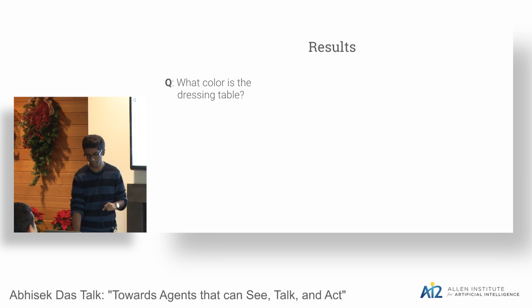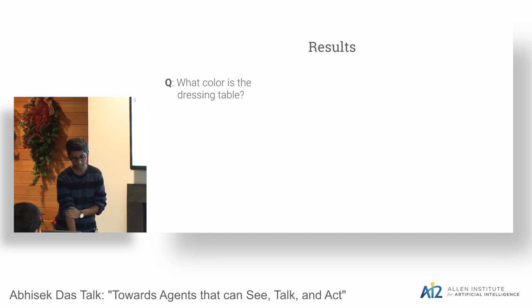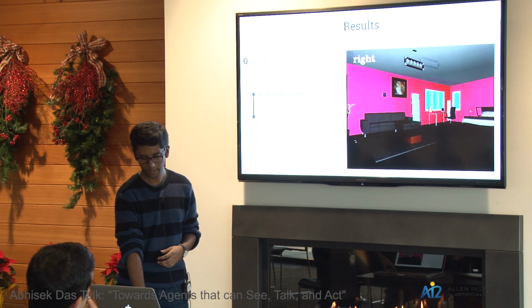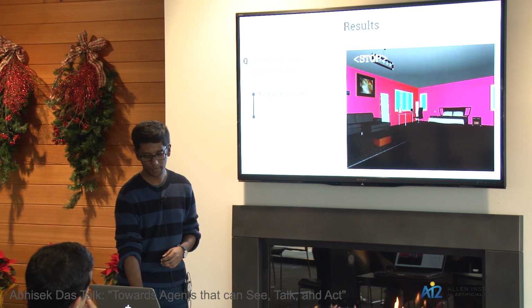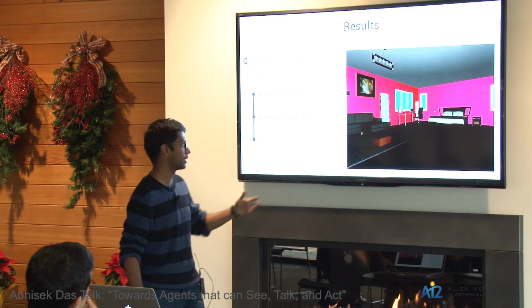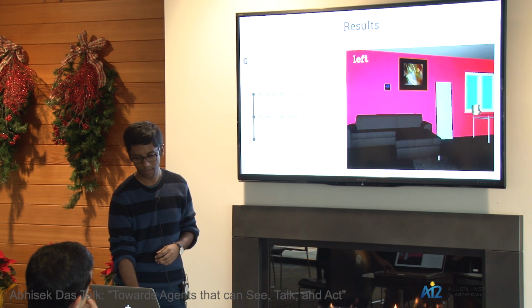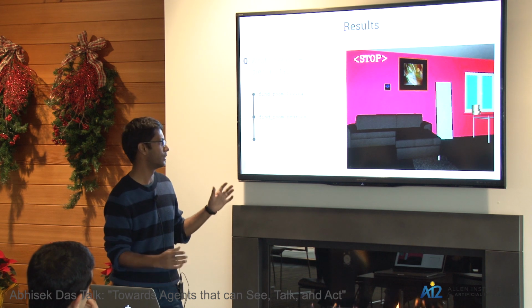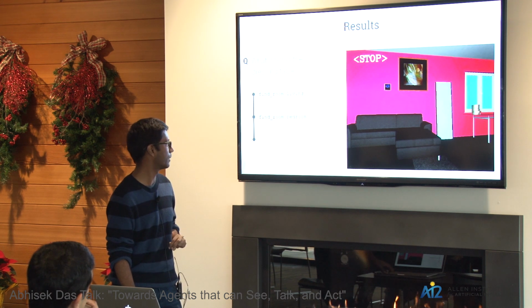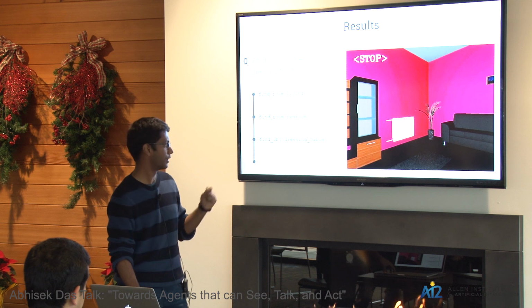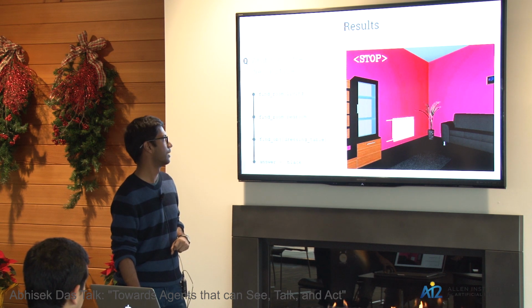Here's what one qualitative example looks like. The question is, what color is the dressing table? Again, this is in a novel environment that it hasn't seen before. It begins by predicting the find living room subgoal, that gets executed, and it ends up here. It then predicts find the bedroom, maybe because it's seeing the bed, or it thinks that dressing tables are often found in bedrooms. That gets executed. It doesn't really lead to a different room. It just ends up moving a little forward in the same room. It then predicts find object dressing table. So the agent turns, looks at the dressing table, and it gets the answer right.